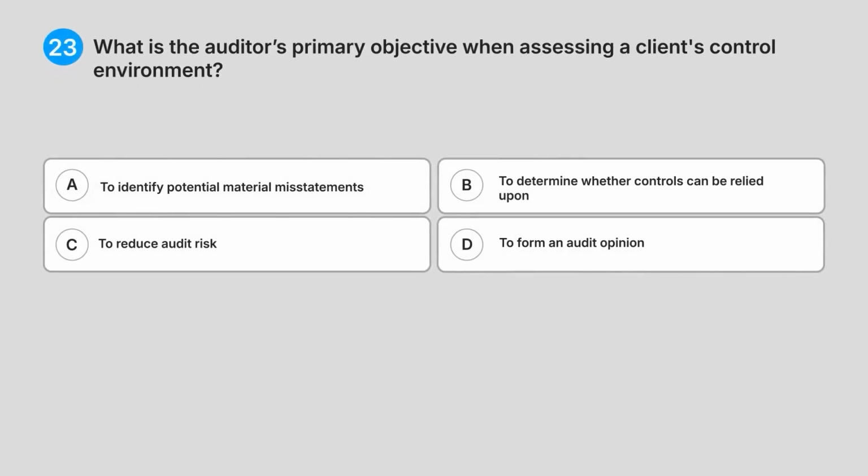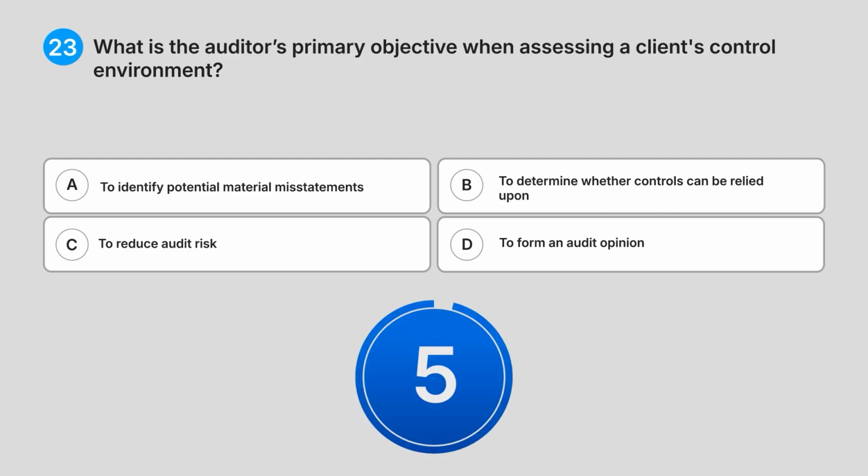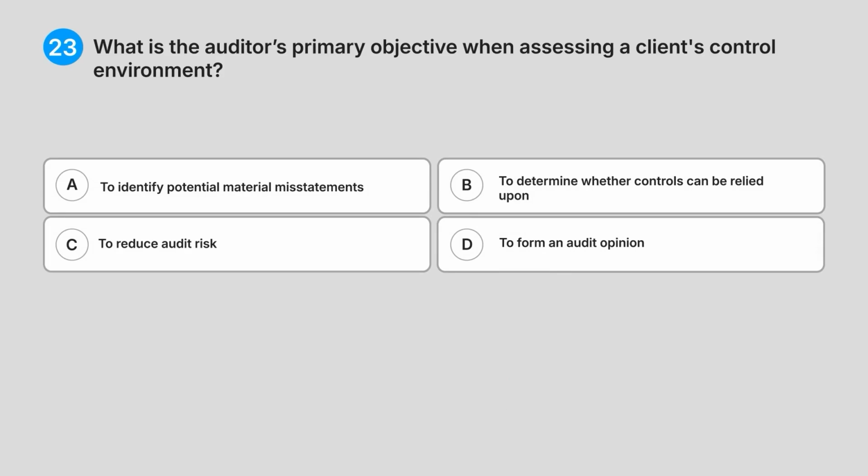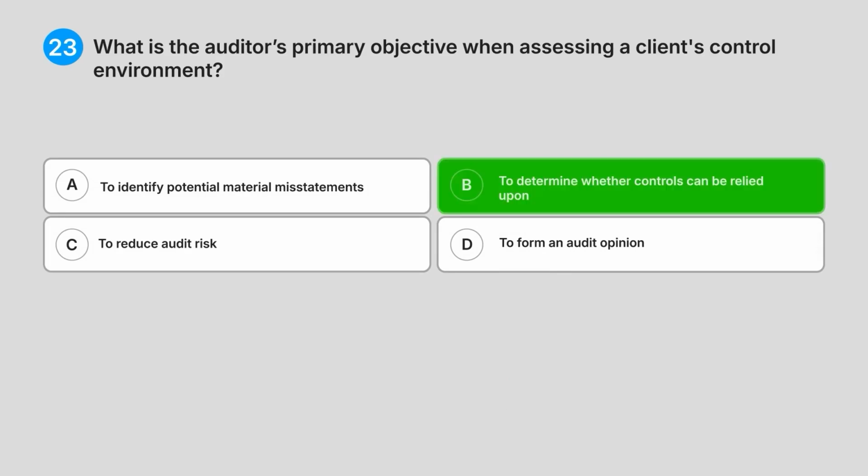23. What is the auditor's primary objective when assessing a client's control environment? A. To identify potential material misstatements. B. To determine whether controls can be relied upon. C. To reduce audit risk. D. To form an audit opinion. What do you think is the answer? Correct answer, B. To determine whether controls can be relied upon.